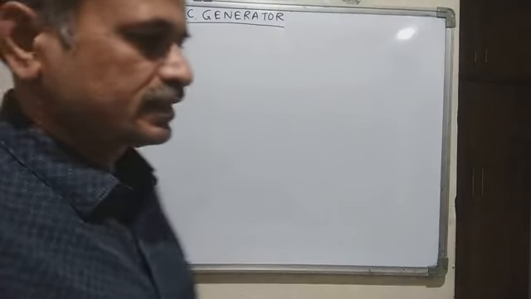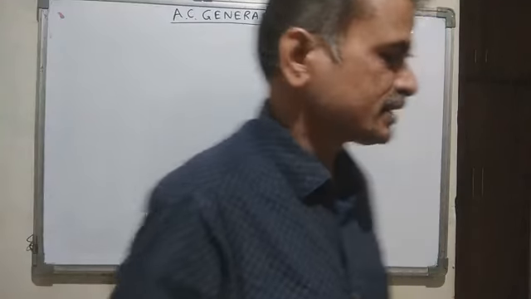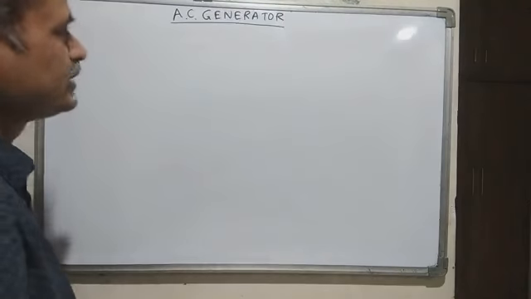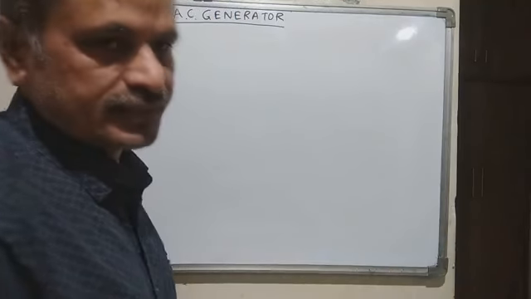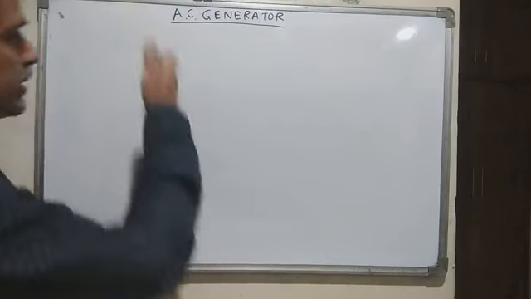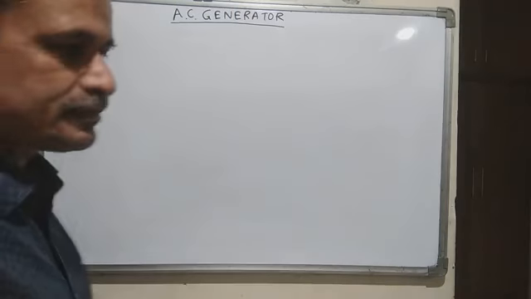One contains the inductions, mutual inductance, and then the transformer, etc. And then there is the AC generator. So today we are going to see the brief idea of AC generator. AC means what? Alternating current generator. Sometimes it is also called an AC dynamo.